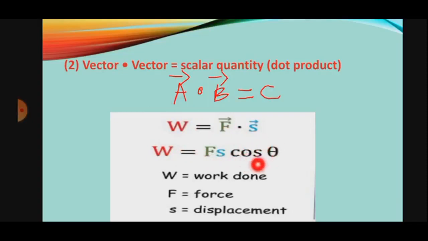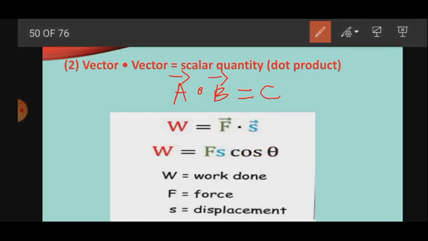What is the cos theta? The angle between these two vectors, force and displacement. Now this is the displacement x vector, this is a force of 2 Newton, and that angle theta gives the cos theta.